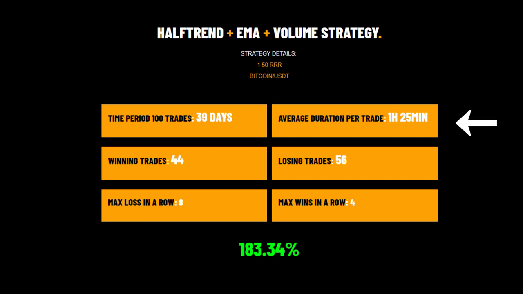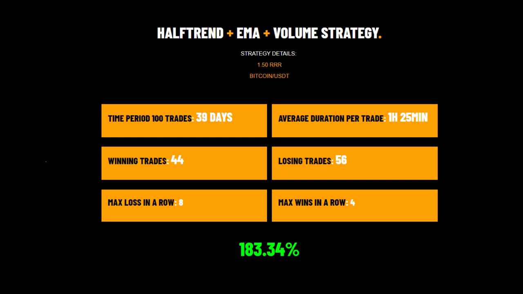Of the 100 positions opened, 44 closed in profit and 56 closed in loss. This means that we have a success rate of 44%. The maximum number of losing positions in a row was 8 positions. So during backtesting I had a losing streak in which 8 positions in a row closed in loss. The maximum number of profitable positions in a row was 4 positions.